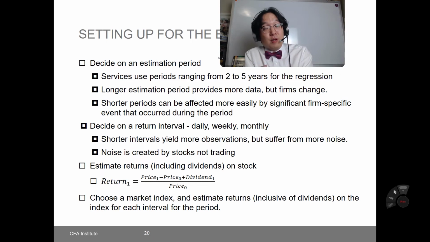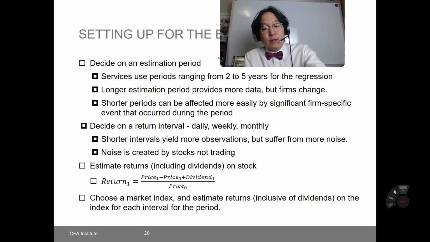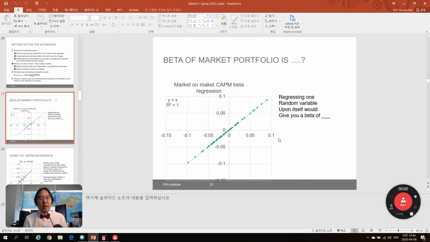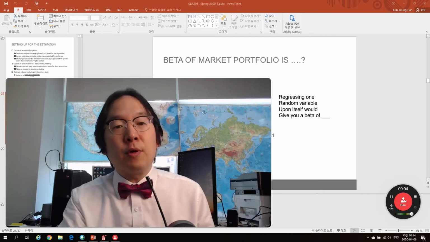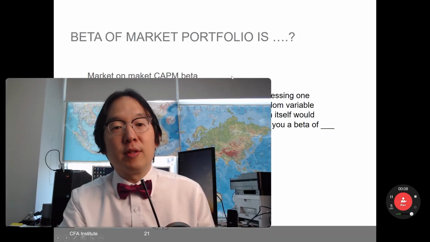So you have to determine the index that you will use as the x-axis variable, right? So S&P 500 or MSCI World Index, which one would you choose? And CRSP, Compustat, or KOSPI Index, all these kind of things, right? So let's see. So beta, right? First of all, the beta of market portfolio is something worth looking at.